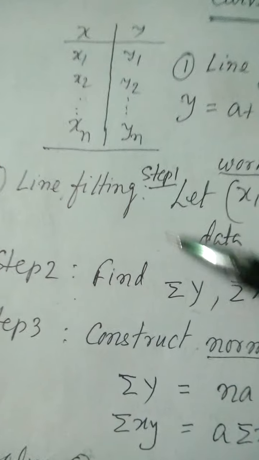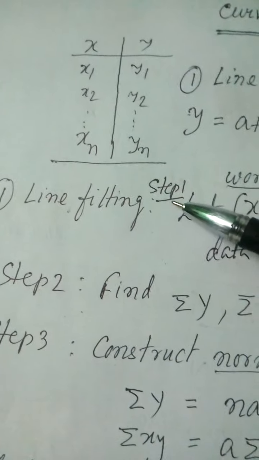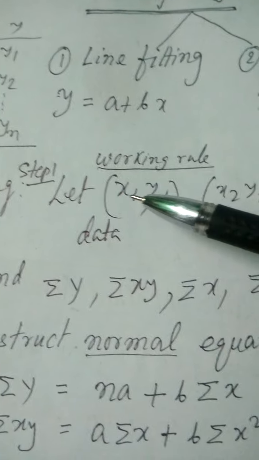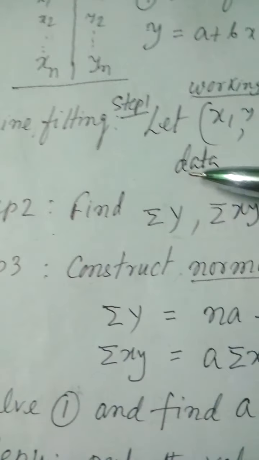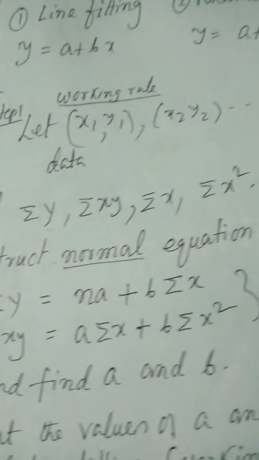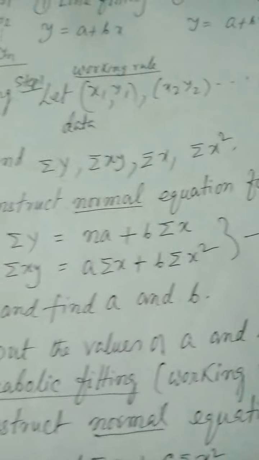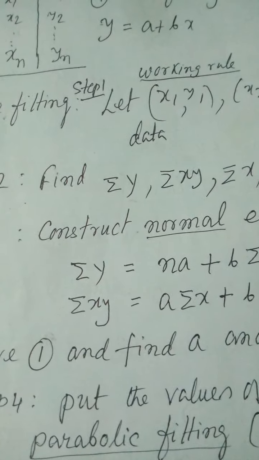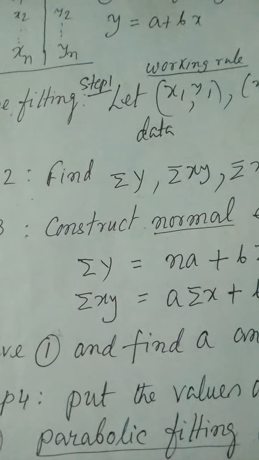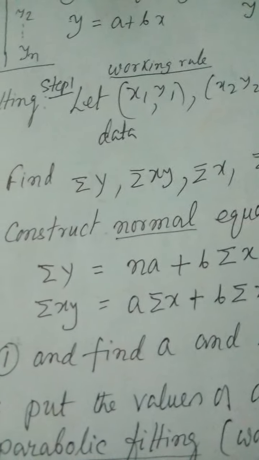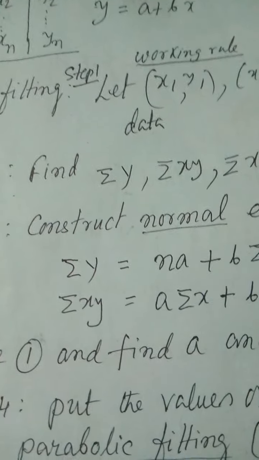Now for line fitting, step 1, this is the working rule. These are the points x1, y1, x2, y2 up to xn, yn given as data. In the coordinate system, you can plot these in the xy coordinates. These are the points given, and we have to pass a straight line through them such that these points will be nearest to the straight line. The least square method it is called.